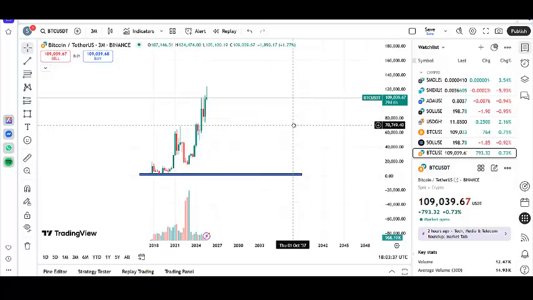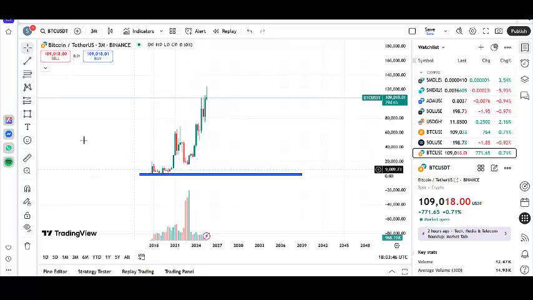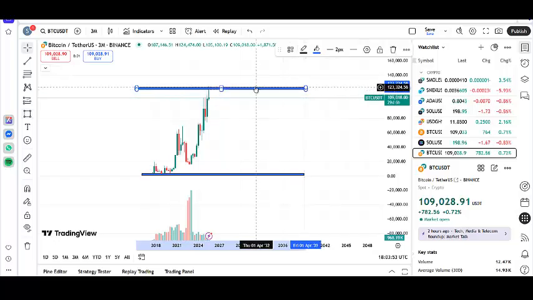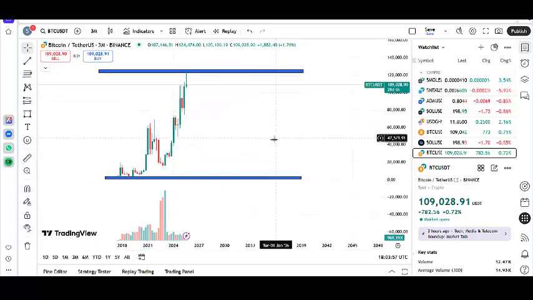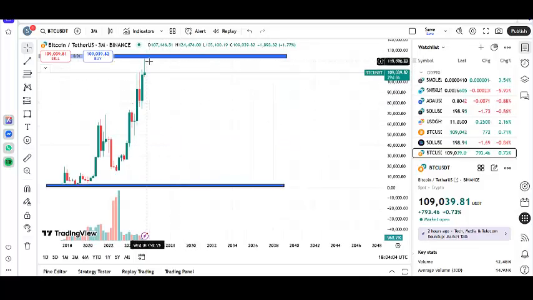So clearly I'm seeing this is the support, right? The highest point here should be the resistance. So this is the resistance. This 3 months candle, let's pray something happens, right? Let's pray something happens within this 3 month candle.